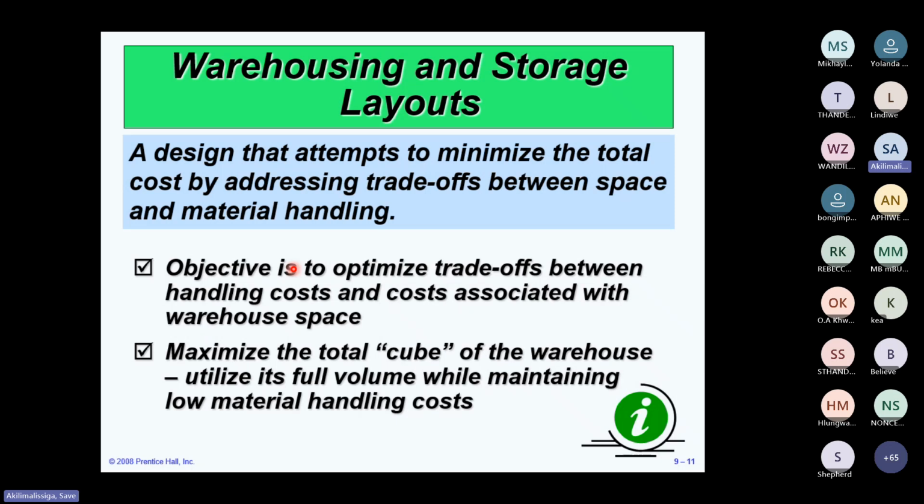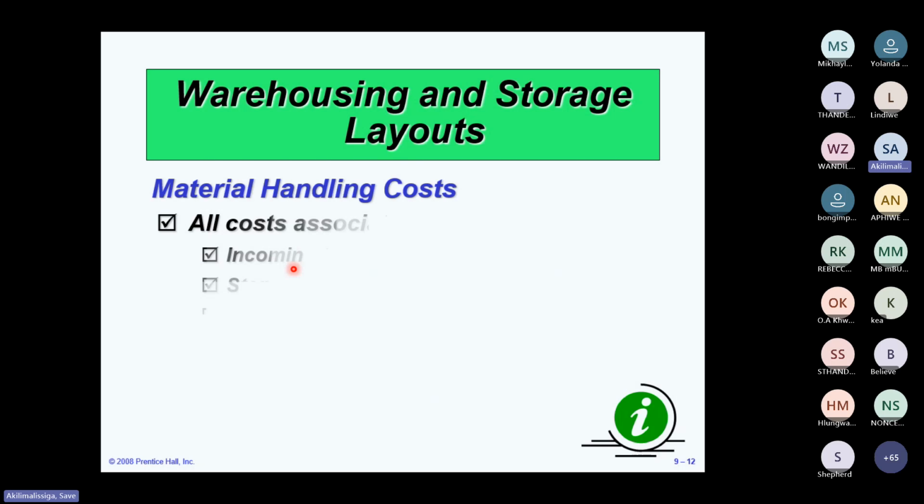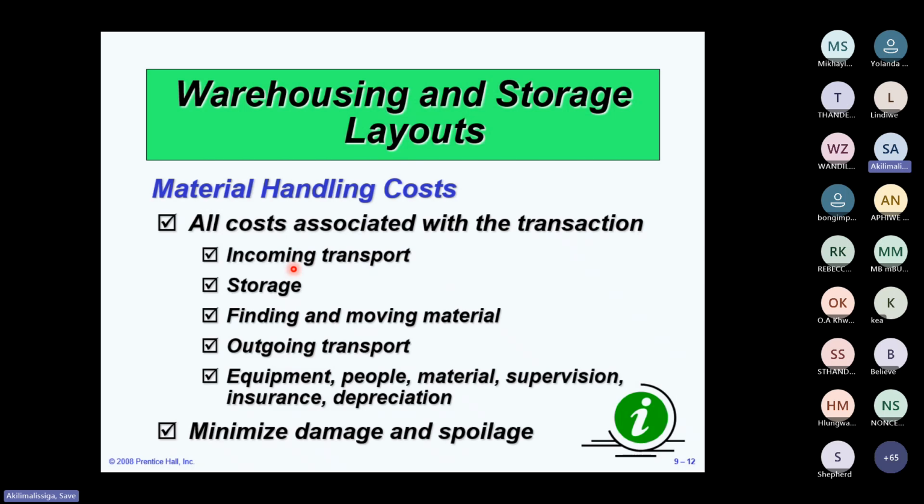So in summary, regarding the warehousing and storage layout, you should understand that there are two types of cost. You have costs related to the use of the space, and you also have costs related to the handling of the material within the warehouse. I hope that is making sense. If it's not making sense, guys, feel free to ask questions. So these are also examples of some of the costs that you can relate to.